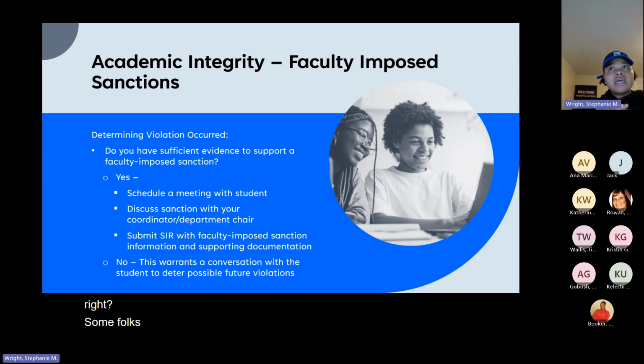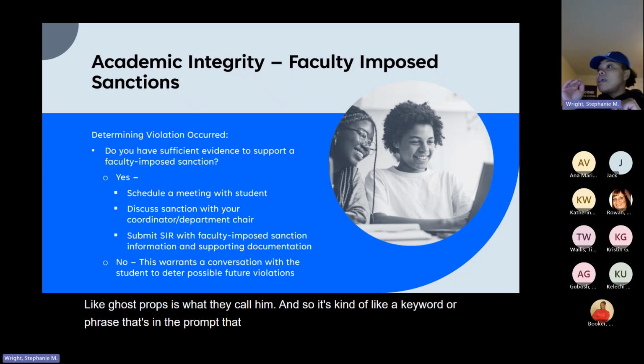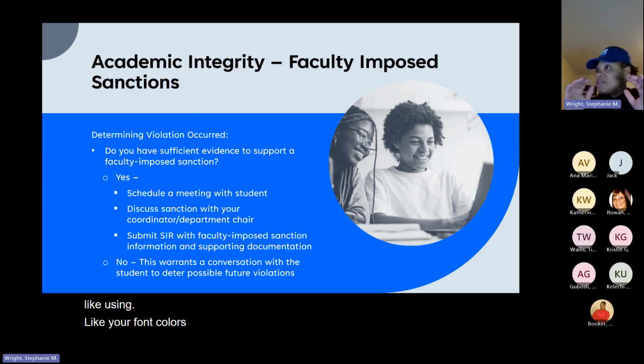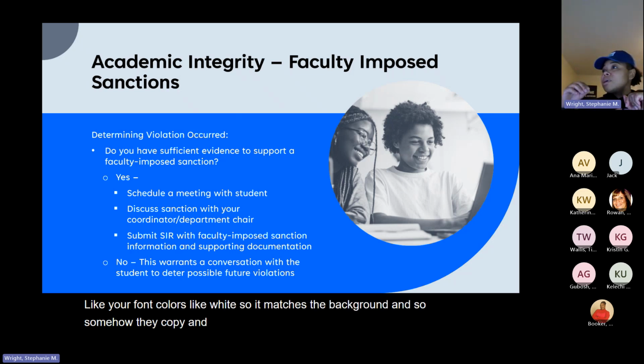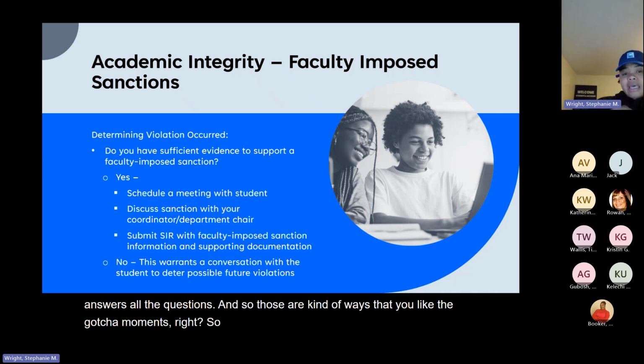Some folks are putting in what they call ghost prompts. It's kind of like a keyword or phrase in the prompt that the students can't actually see, like using a font color that is white, so it matches the background. Somehow they copy and paste, and that ends up in the prompt, and ChatGPT answers all the questions. And so those are kind of the gotcha moments, so you want to utilize that in your discussion with the student.